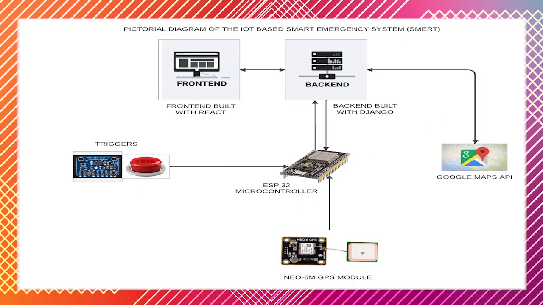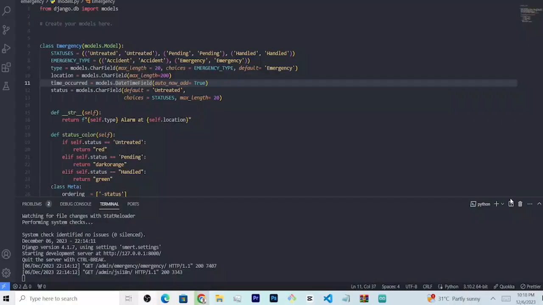When the SMET system is triggered through the triggers, either automatically by an accident through sensors or using the emergency push button, the signal is sent to the ESP32 microcontroller, which obtains the latitude and longitude values of the place where the emergency occurred from the NeoSysM GPS module. This information is sent to the backend, which was built with Django, a Python backend framework. And then the actual location through reverse geocoding is obtained from the Google Maps API. This is stored in the database and in real time appears in the front end of the SMET platform.